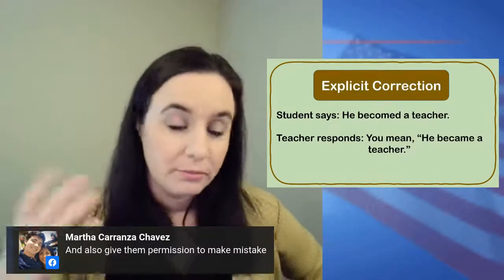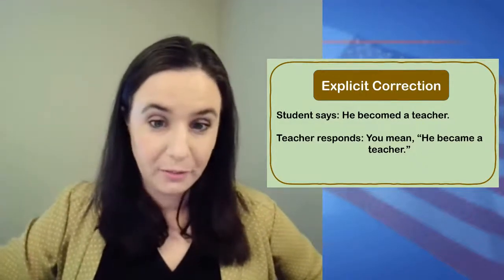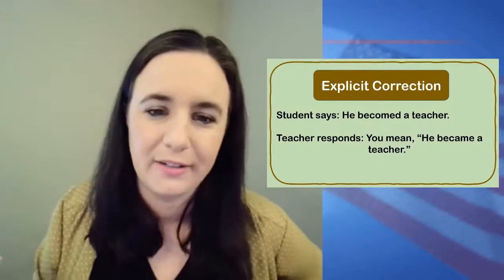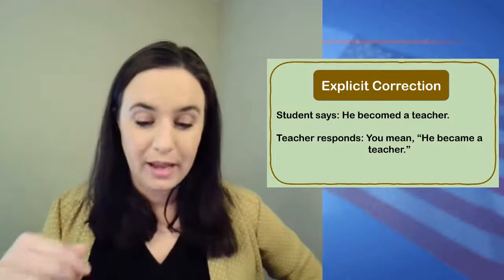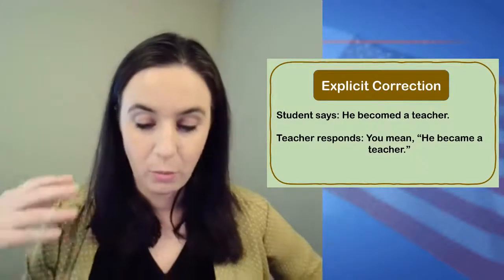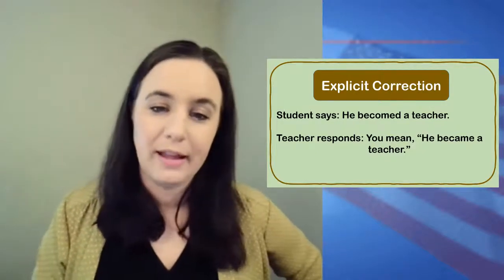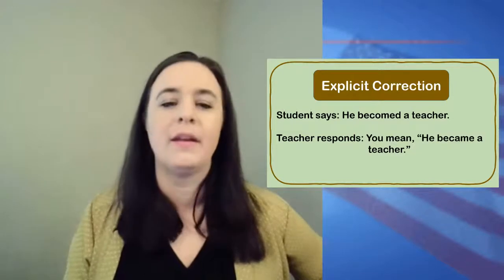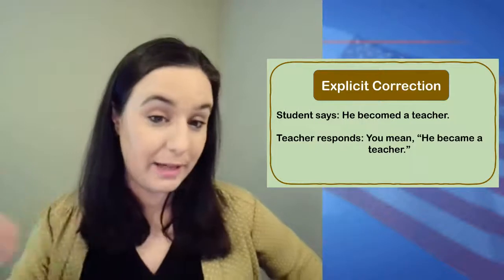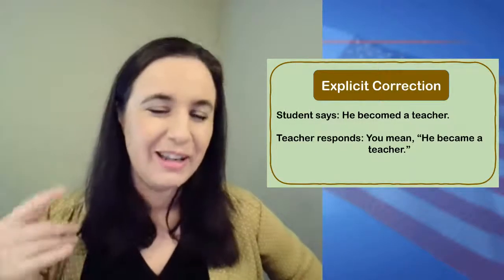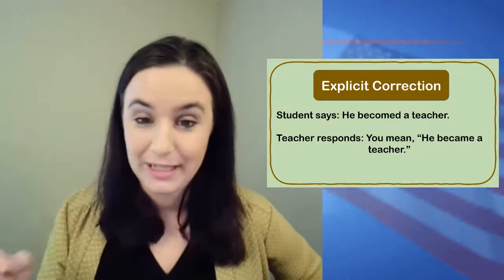All right, so our first strategy here in the column of explicit correction is called explicit correction itself. So in this strategy, you actually stop the student and you tell them what was wrong and provide the correct version. So if the student says "becomed," so they're making the mistake with "becomed," you actually point it out and you say, "You meant to say, you became a teacher. He became a teacher."